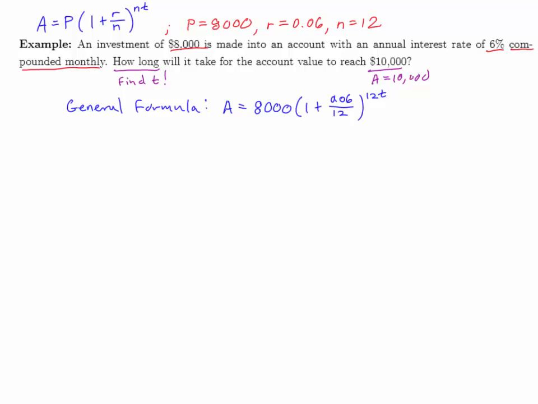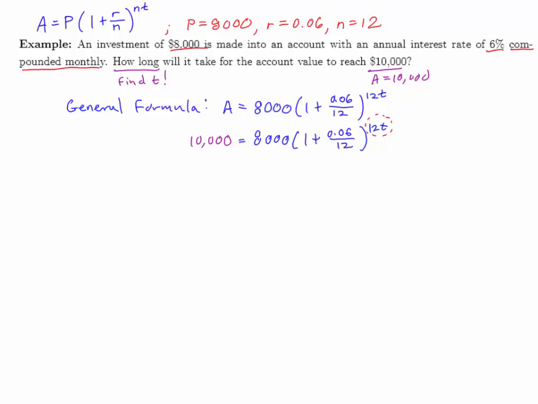So we'll set up that equation with 10,000. That's the output that we're given. We'll input that into that equation, and that's going to equal our 8,000 times 1 plus 0.06 divided by 12 raised to the 12t. Now with this equation, that variable is in our exponent. We're going to need to use logarithms to solve it.